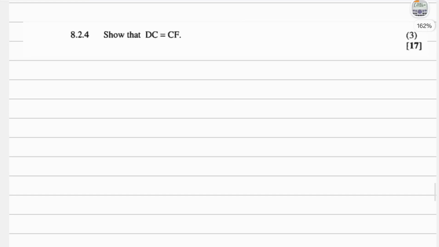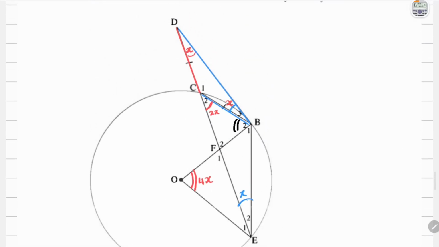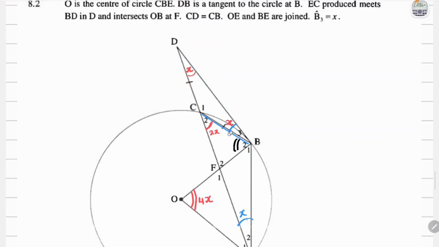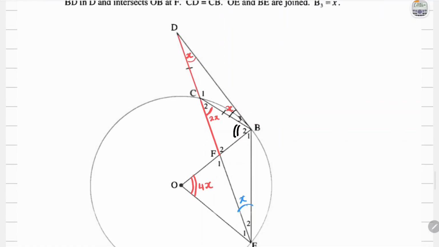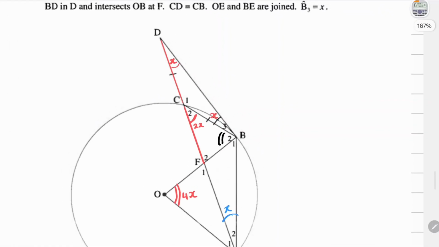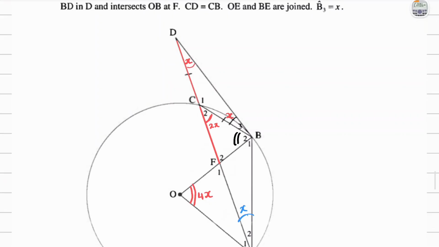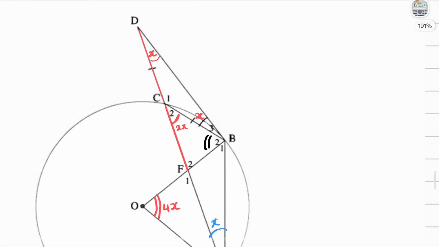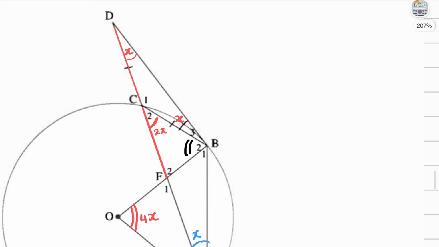Question 8.2.4 says, show that DC equals CF. So let's just get rid of these and let's just see what they're referring to. They want us to prove that CF is equal to DF. So this is equal to this. Yeah, not the usual type. You would have expected that if they were asking to prove 2 sides were equal, we would somehow have an isosceles triangle. But it's fine. Let's just look at how this could be possible.